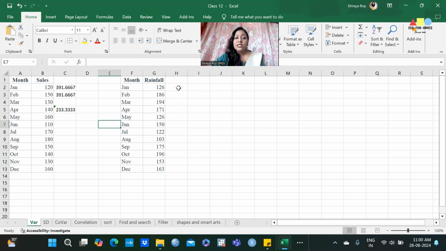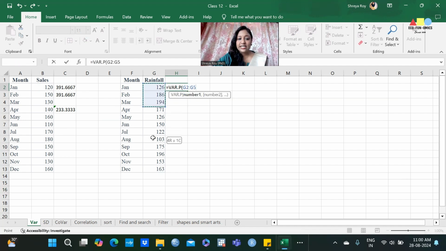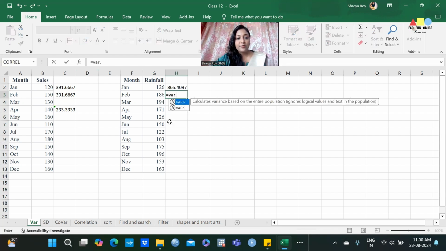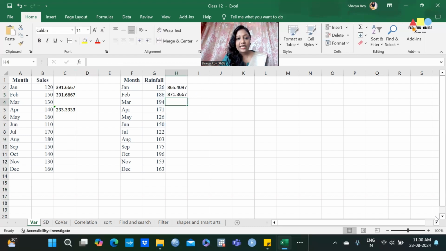Now let's take a look at month and rainfall: =VAR.P, select the entire data set, close bracket, enter. Then =VAR.S. Let's take the half-yearly data, close bracket, enter. So we see in this one, when we take the first half of the annual data, the variance is somewhat higher than the annual data variance.